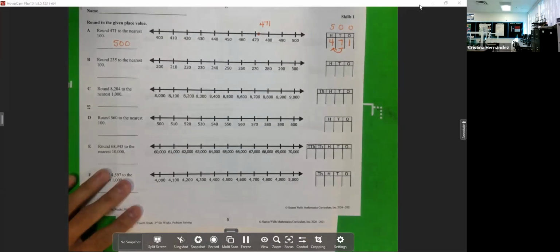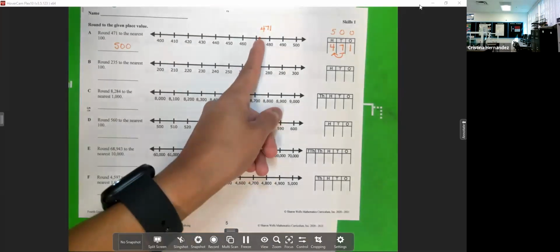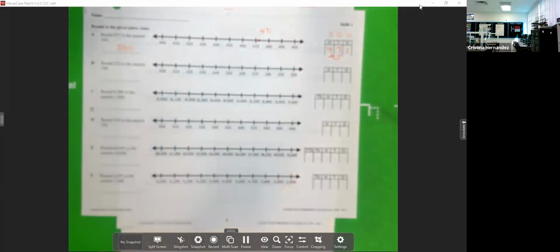I know y'all did this last year. And if you look on the number line, it's closer to 500, isn't it, than it is to 400? That's kind of what the number line is for.